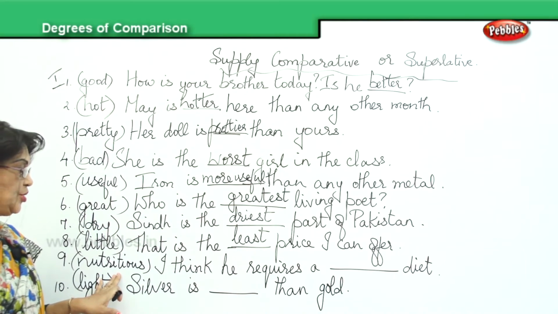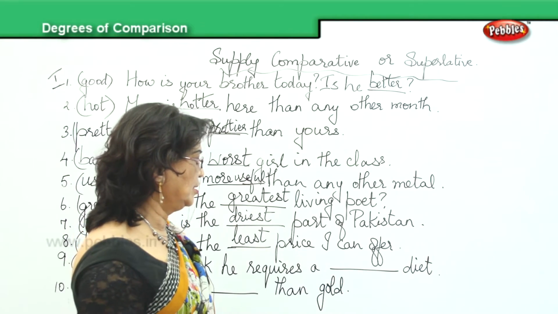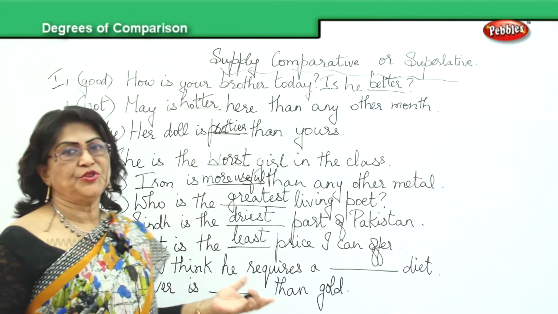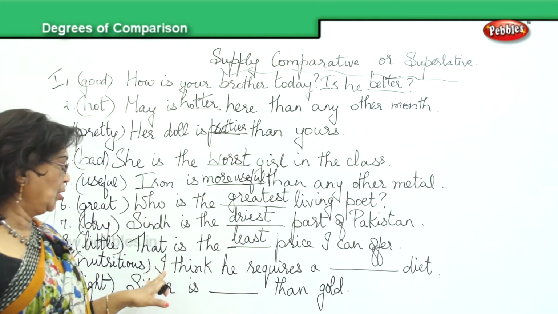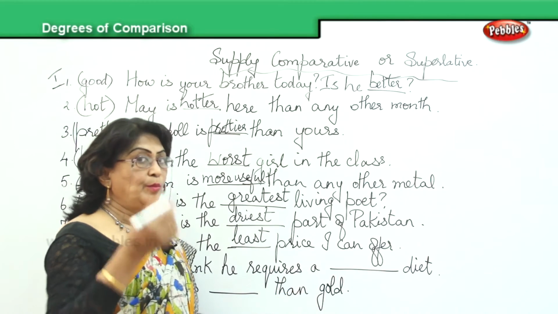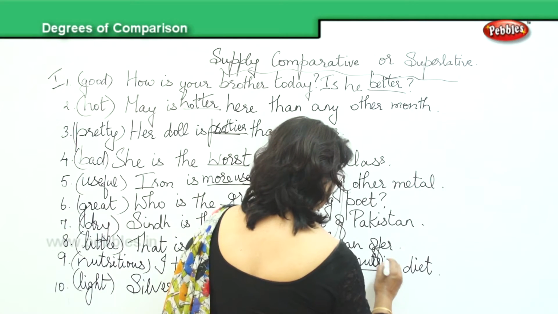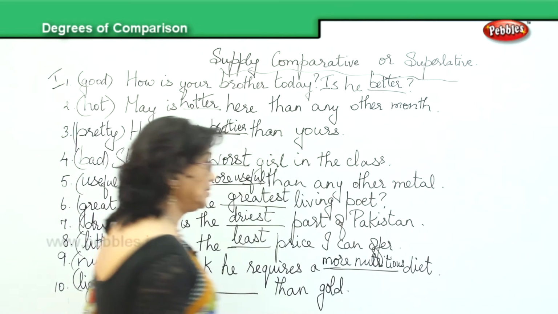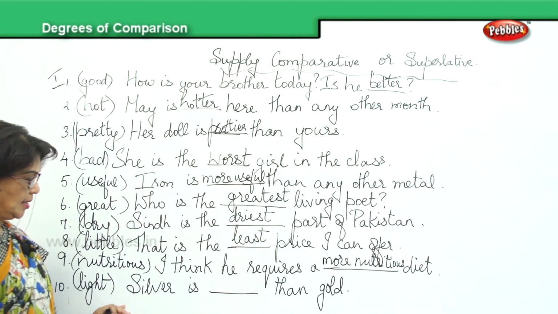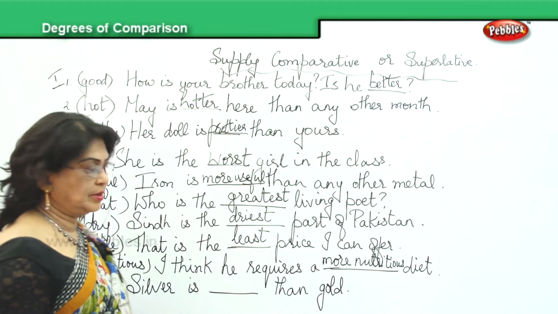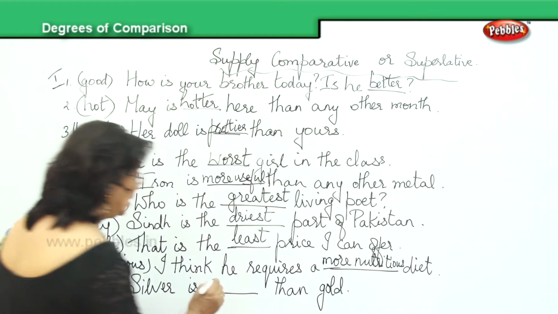Next word is nutritious. I think he requires a dash diet. Now you can also say he requires a nutritious diet, but we have to supply comparative or superlative. So what can you write? I think he requires a more nutritious diet. Next one, light. Silver is dash than gold. Now, when you compare two things, you have to give the comparative degree. So, light, lighter.